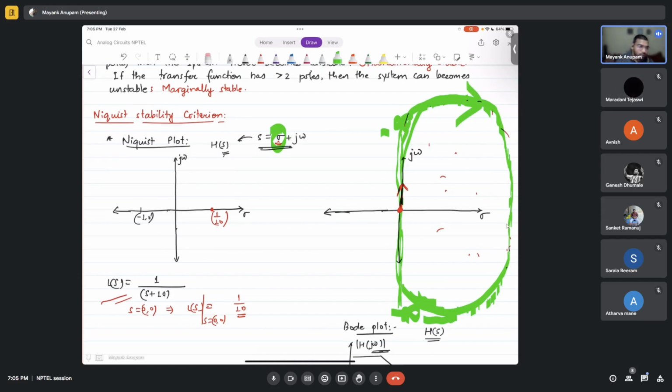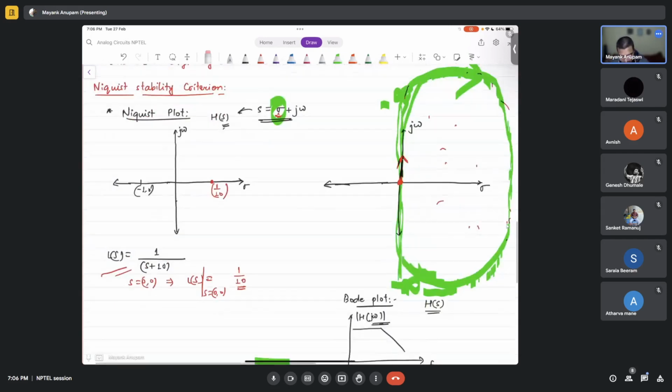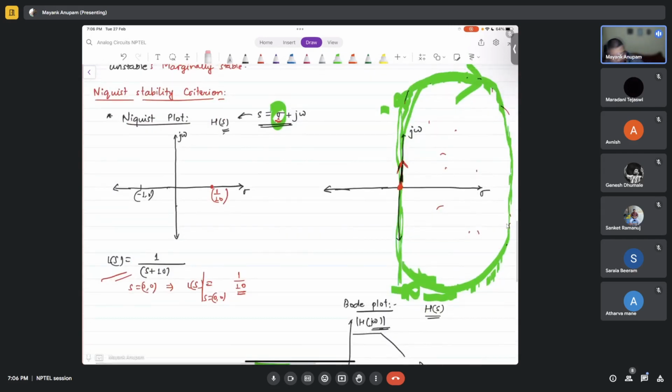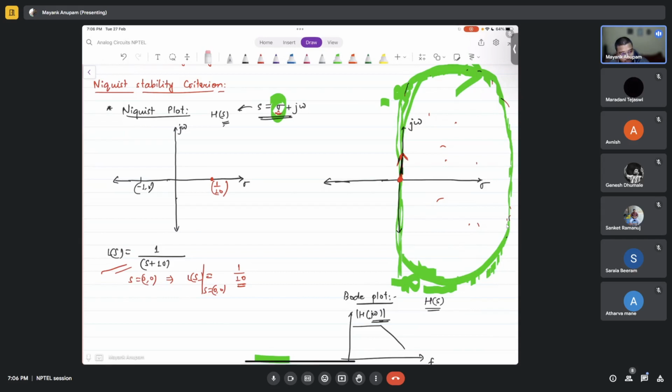And what I said about the stability thing, that has to be anti-clockwise. If it is anti-clockwise encirclement of minus 1 comma 0, then the system is unstable. If it is clockwise encirclement, then the system is stable. So we'll look at it. Don't worry about it, but this point you should remember. Only when it is counterclockwise is the system unstable. Fine.